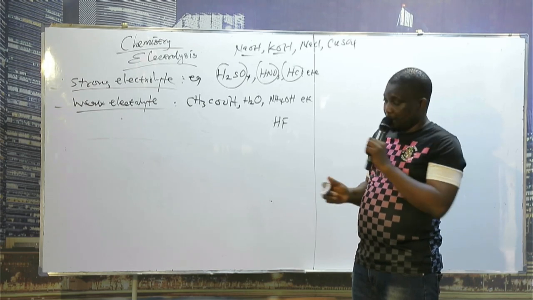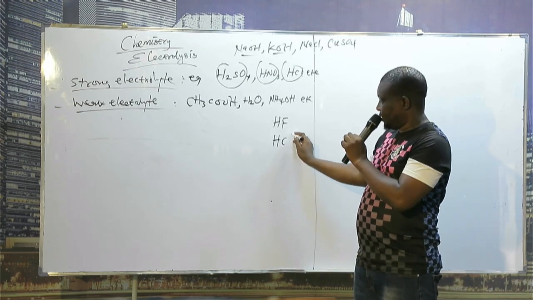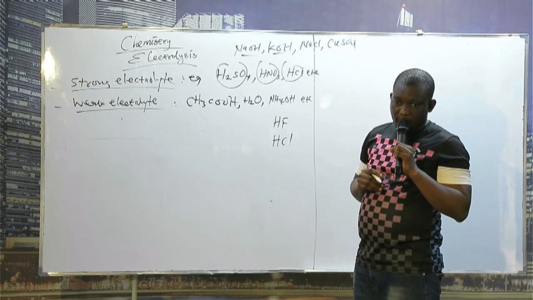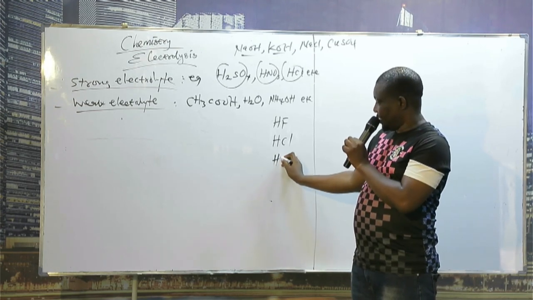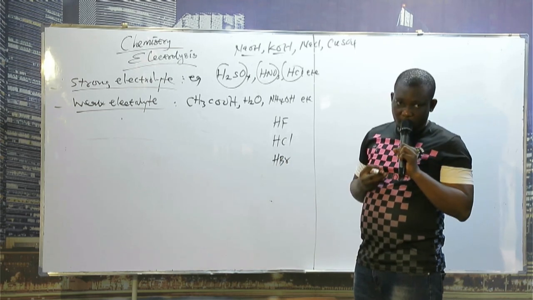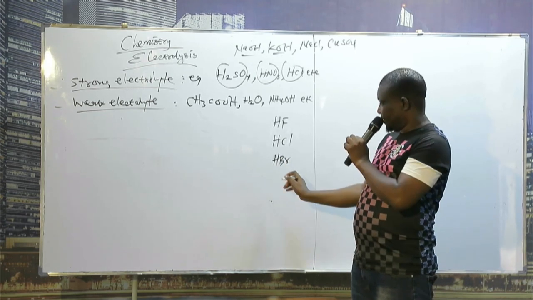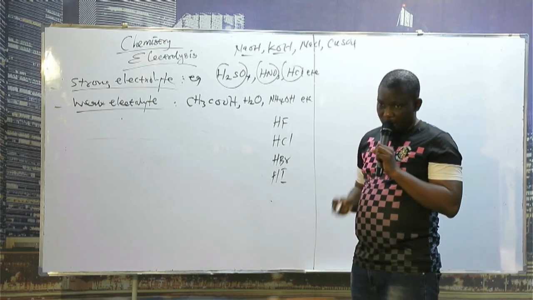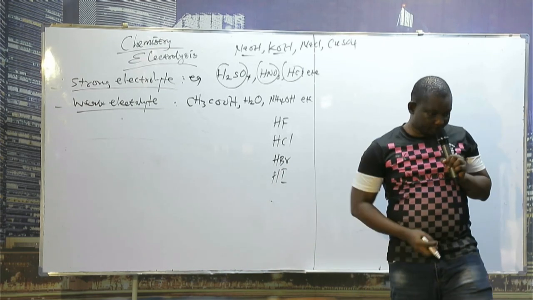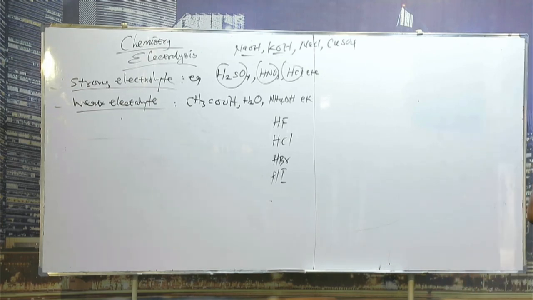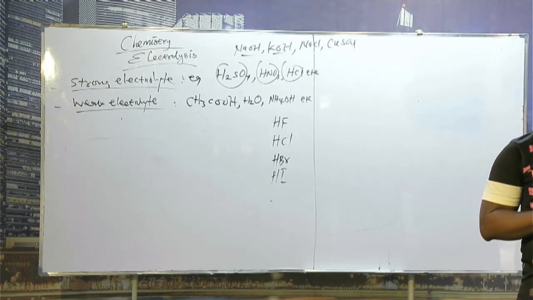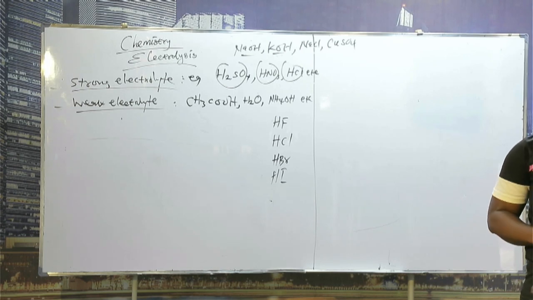Then the next is HCl, hydrogen chloride. Next one is HBr, hydrogen bromide. And this one, HI, hydrogen iodide. All of them are acids. Which one is the strongest of them?